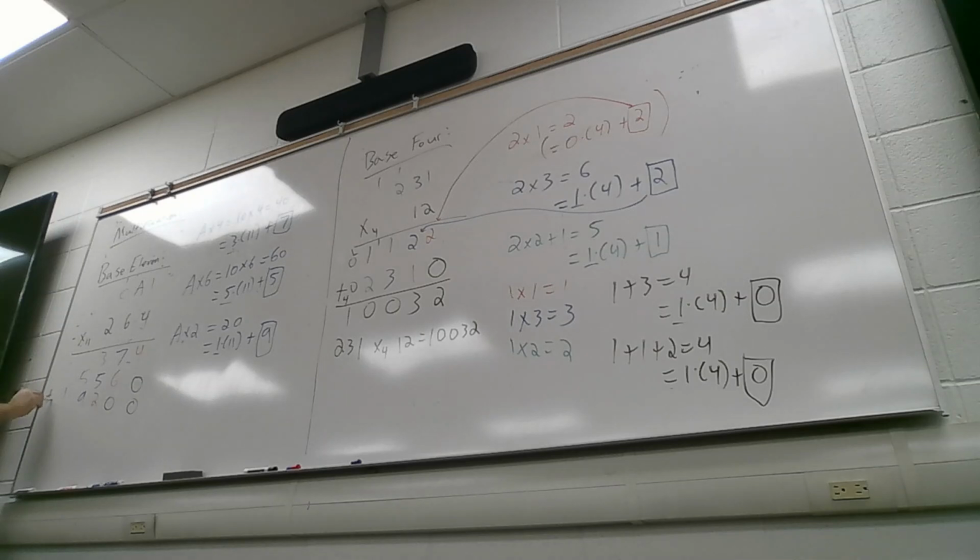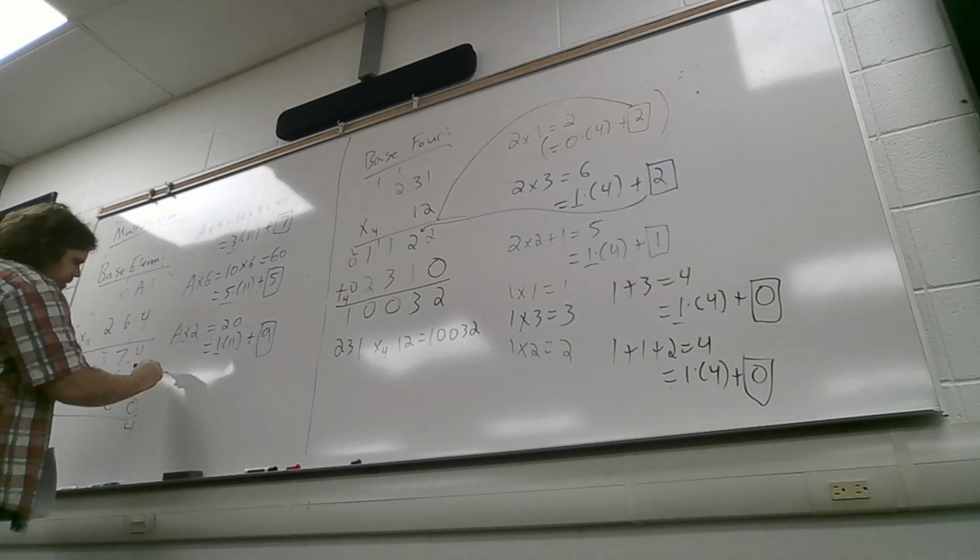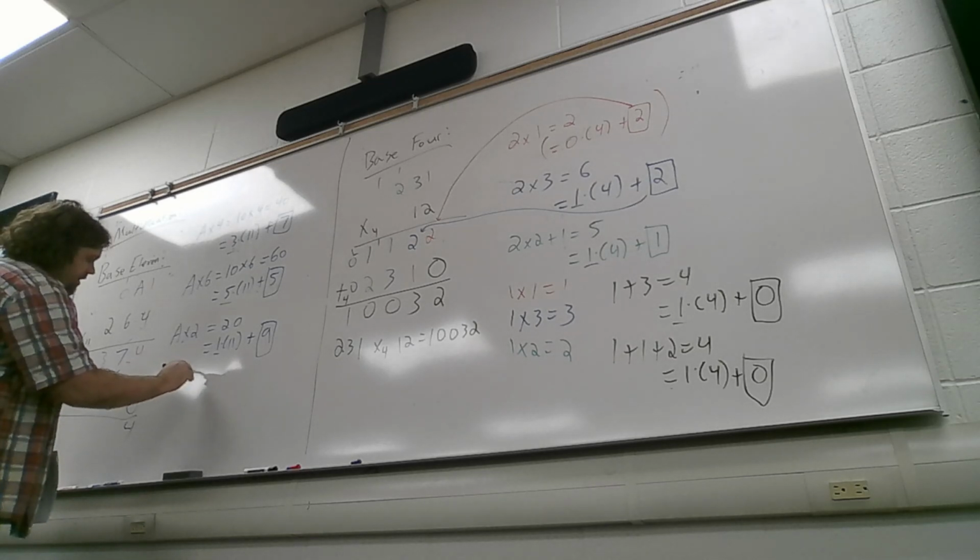Now we have to do this big addition, and again, it is in base 11. You have to pay attention to that. You have to make sure we do it in base 11. 4 plus 0 is 4. 7 plus 6 is 13.